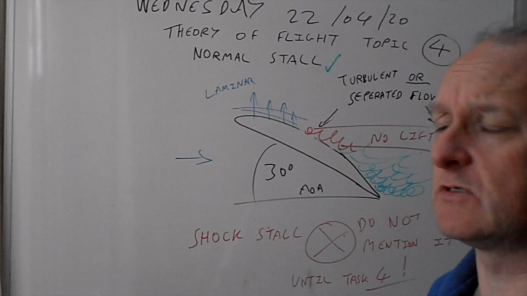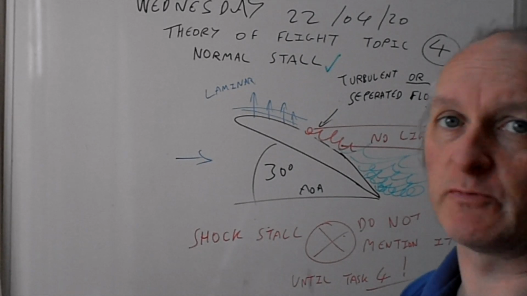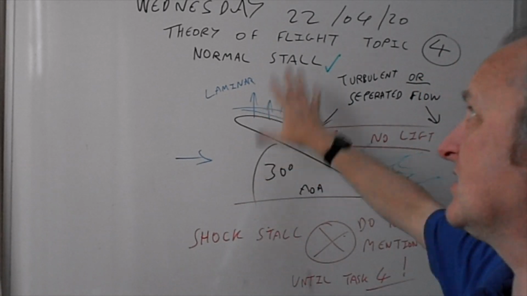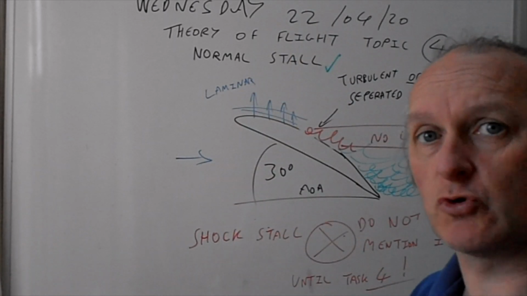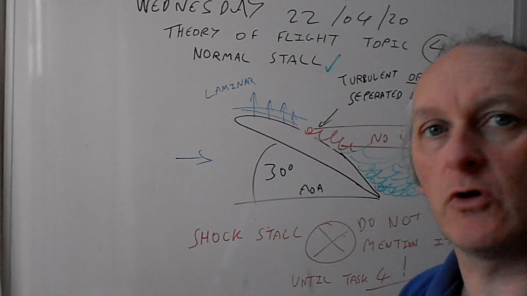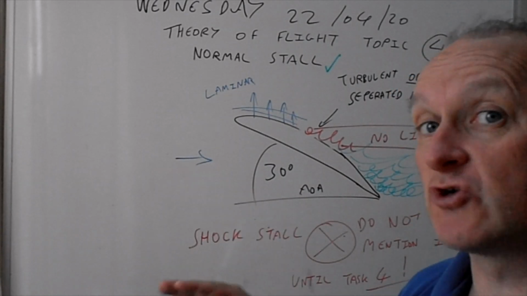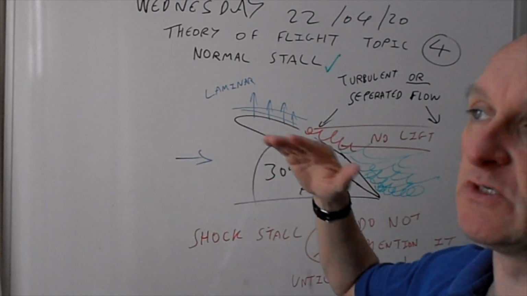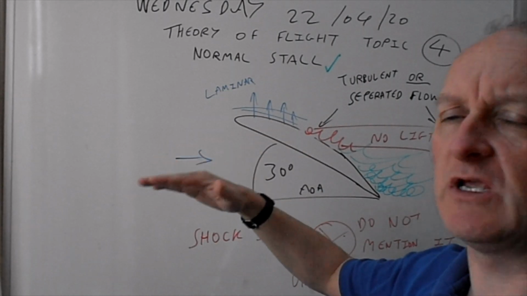It'll be something to do with this. Task 4, you might have to talk about shock stalls. Don't talk about shock stalls yet, it's just a normal stall, right? No shock waves, no supersonic flight, no transonic, no nothing. Normal flight, subsonic flight, right? Subsonic is below Mach 1 or below Mach 0.8, right?